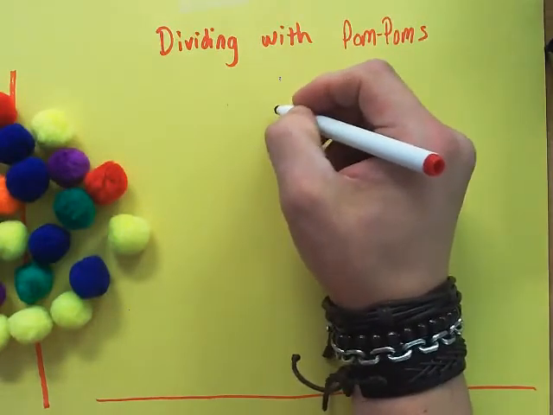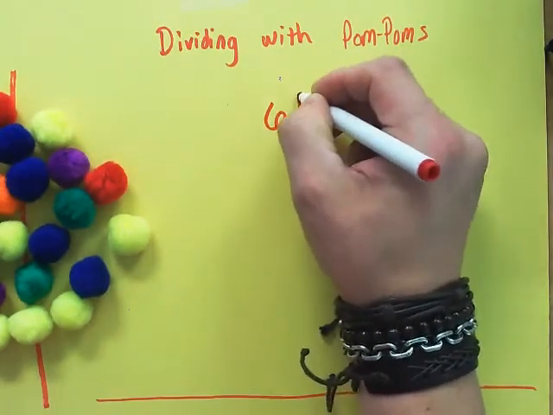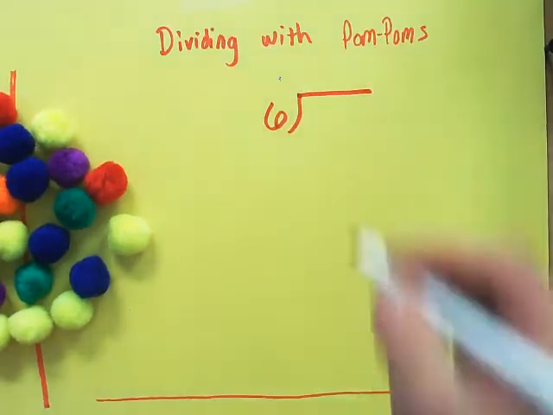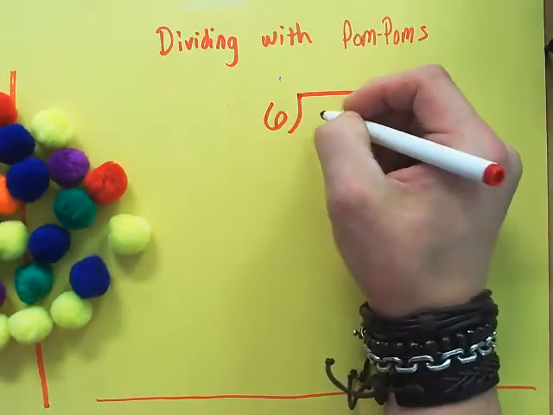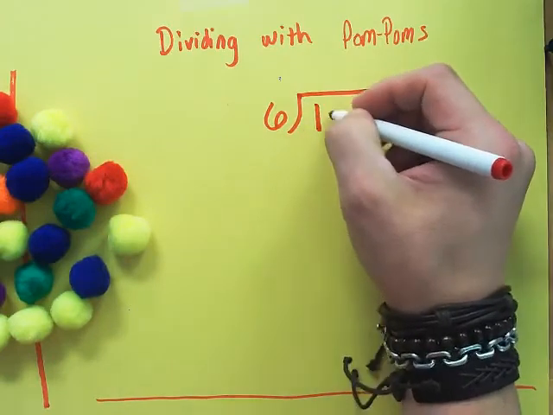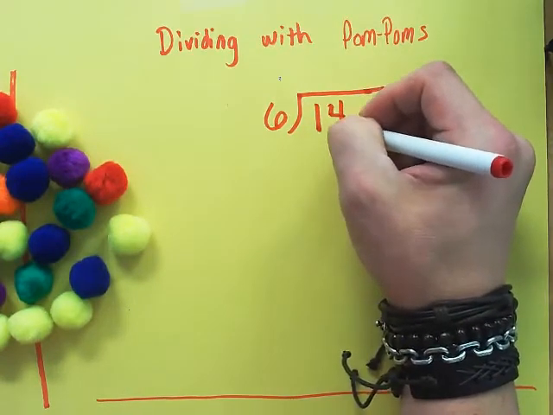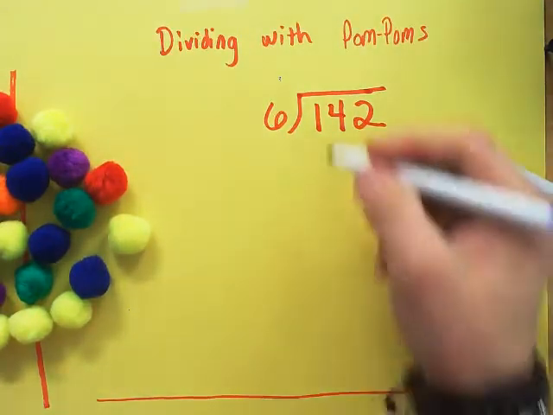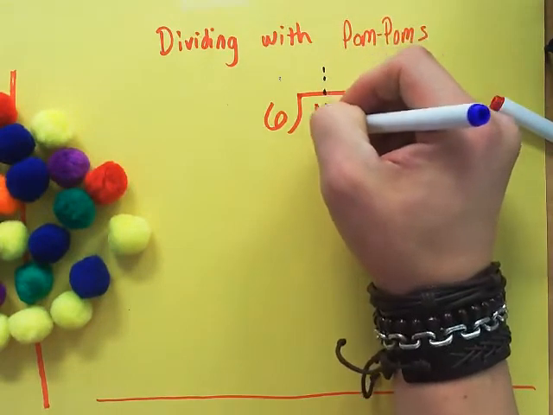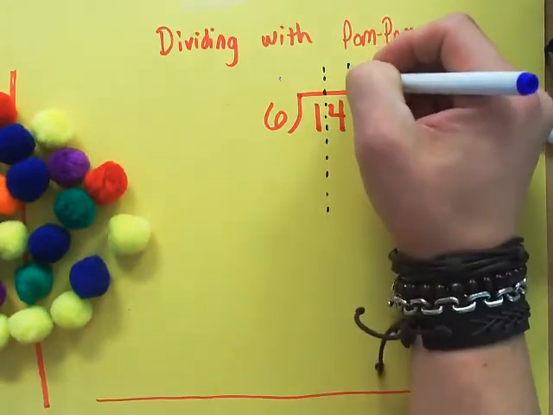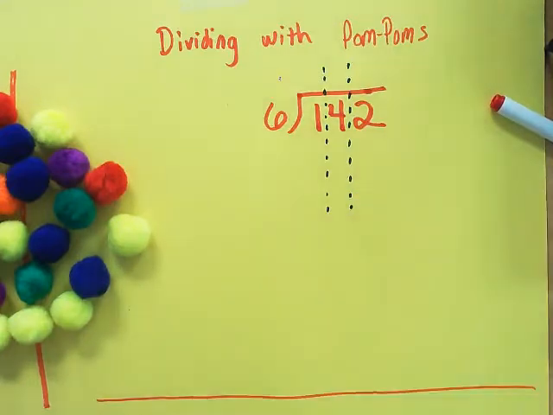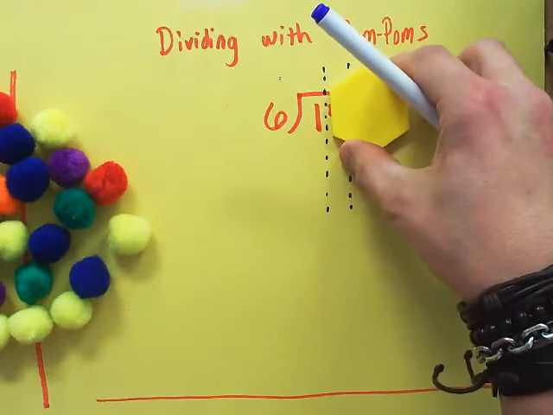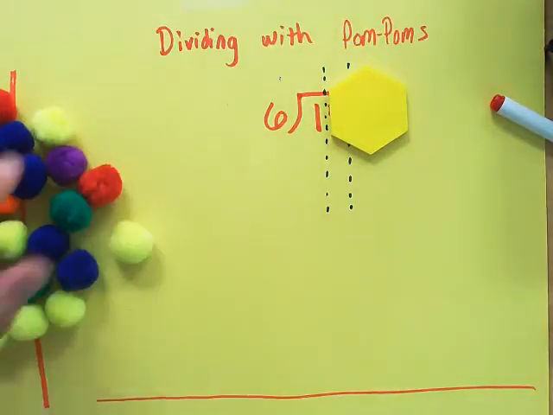Let's try a divisor of 6 into 142. Okay, so as always, we bump and we cover. So I'm going to cover the 4 and the 2. Here's how you use the pom-poms.